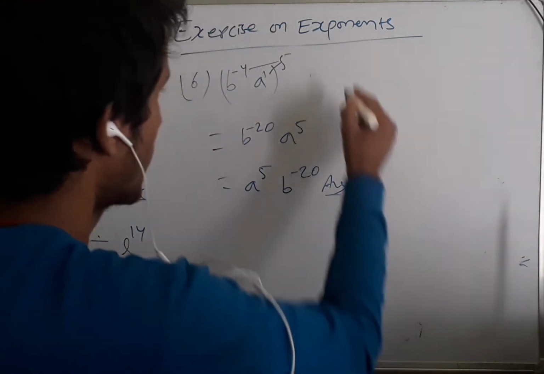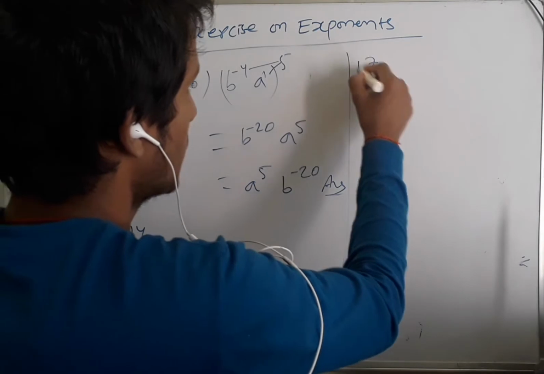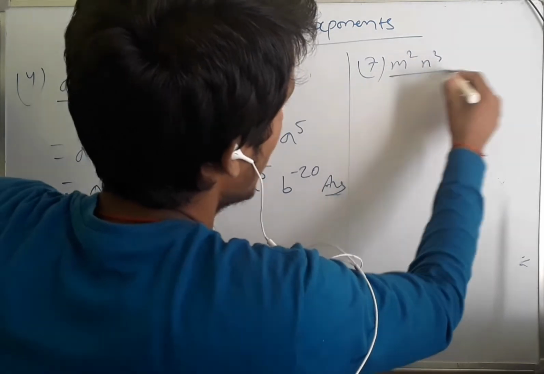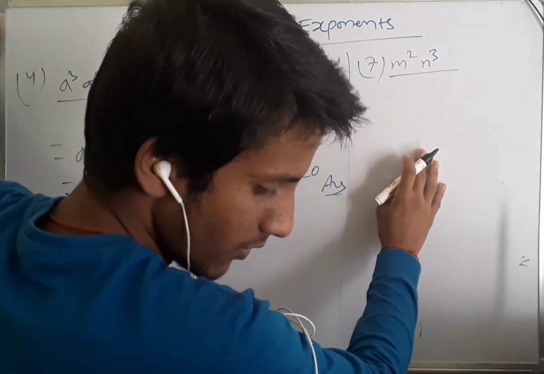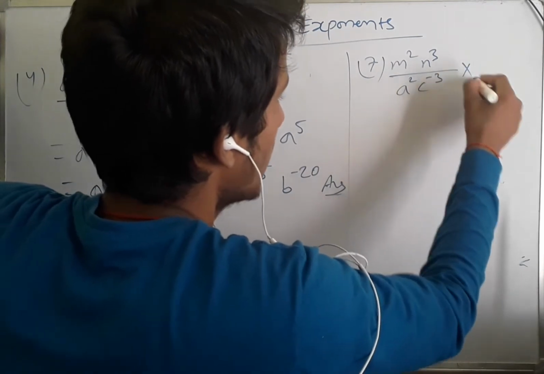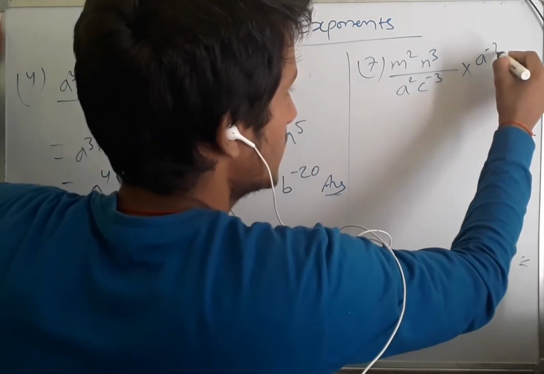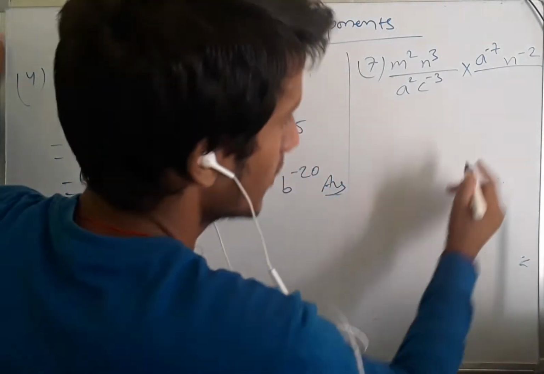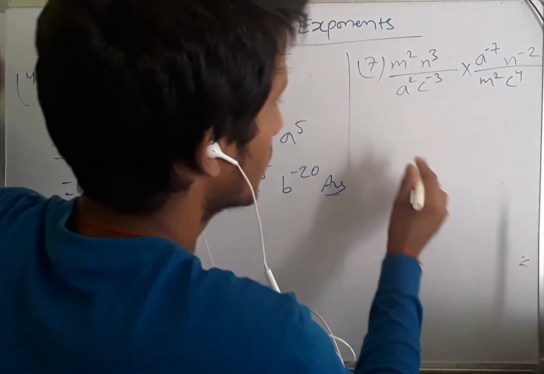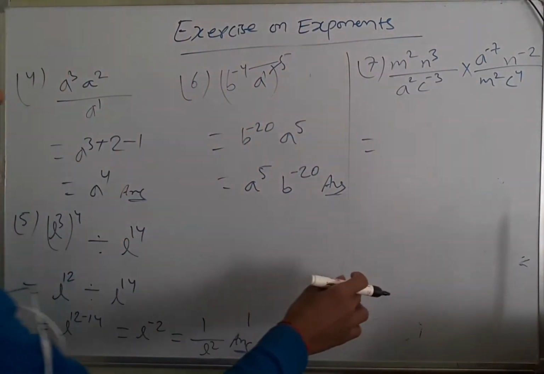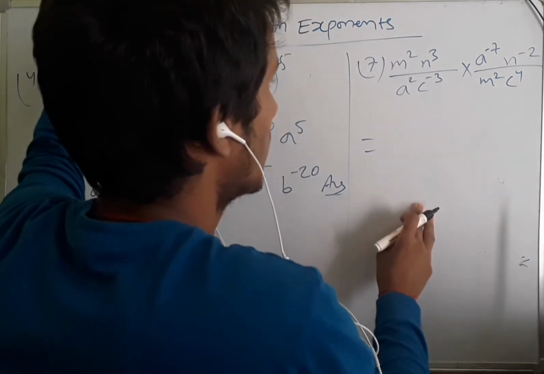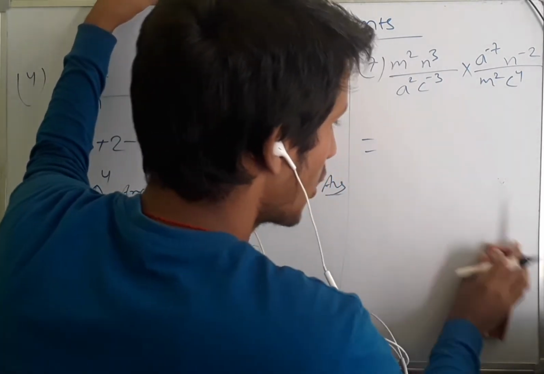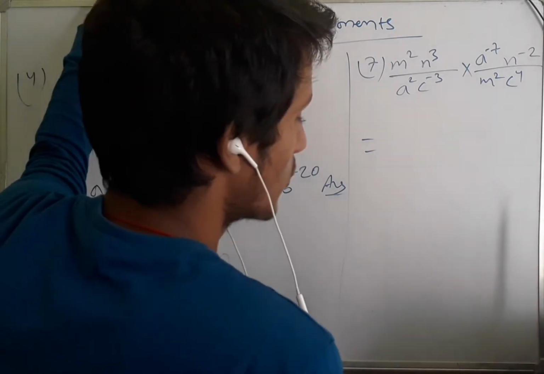Let's do this here. It is number 7, and the problem is m squared n cubed divided by a squared and c to the power minus 3, times e to the power minus 7 n to the power minus 2, divided by m squared c 4th. So what do you have to do here? Again, do the same kind of thing. When you have an expression having the same base on the numerator and denominator, you have to subtract the powers, the exponents.